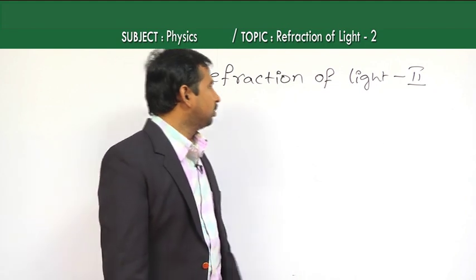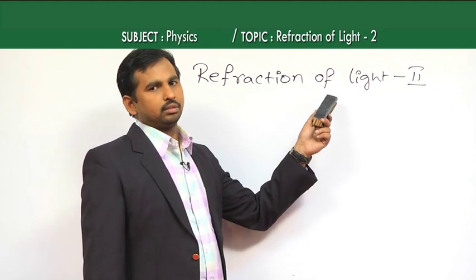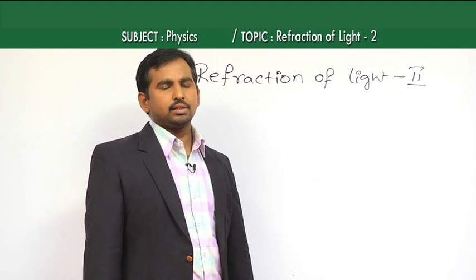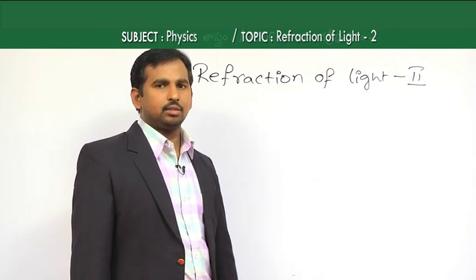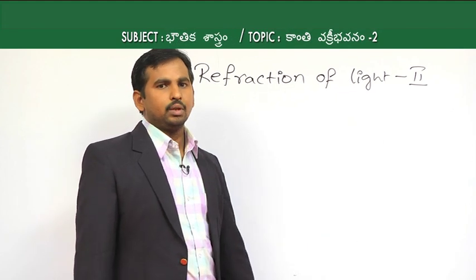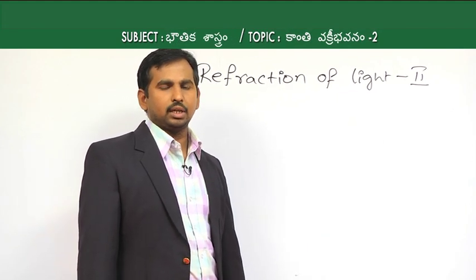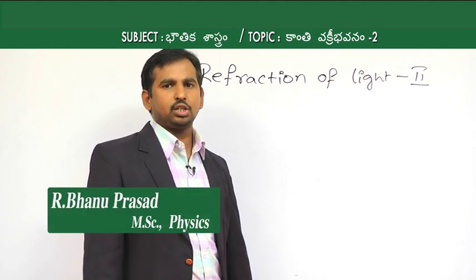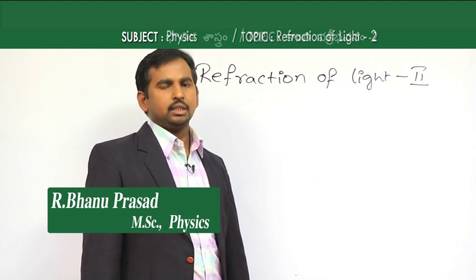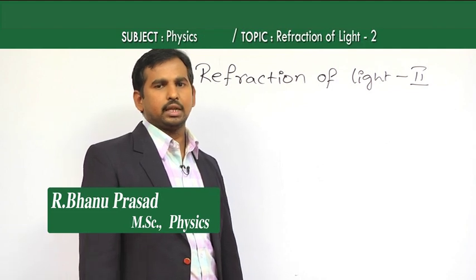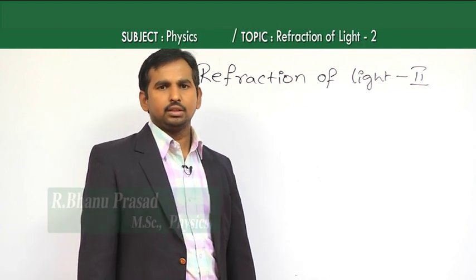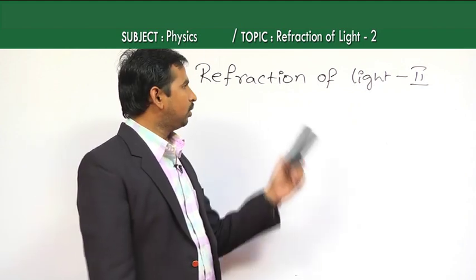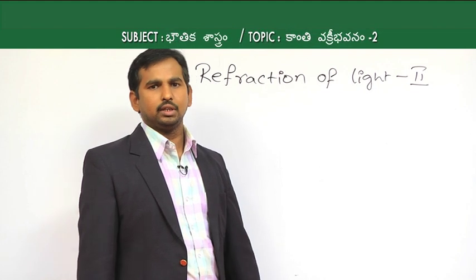Today we will discuss refraction of light, about curved surfaces. As I said, refraction of light is nothing but when the light ray is going from one medium to another medium, like rarer to denser or denser to rarer, there is always a change in the speed of light. That change in the speed causes the light ray to change its path. This phenomenon of change of path or bending of the light ray, we call refraction of light.